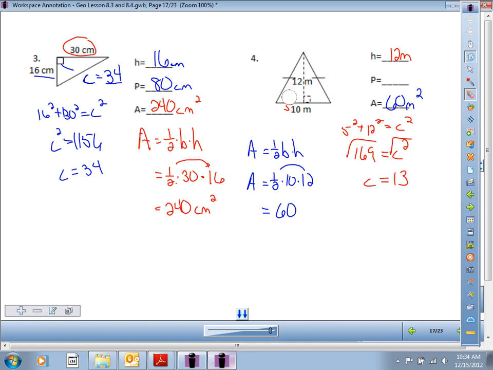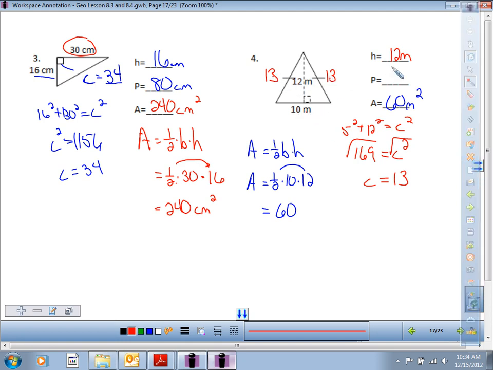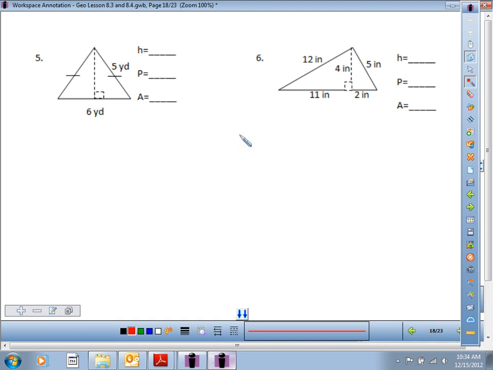Now remember, this is isosceles. So if this is 13, what's this side over here? 13. So what we have is 13 plus 13, 26. 26 plus 10 is 36. So my perimeter is 36 meters. Good. Same process here. Let's go to here now.